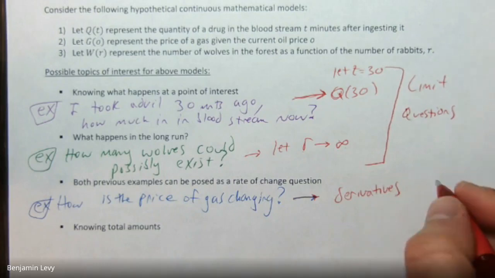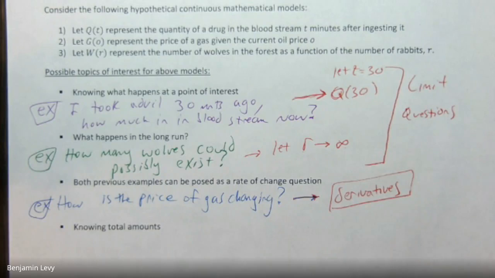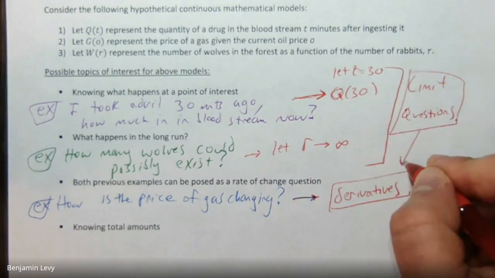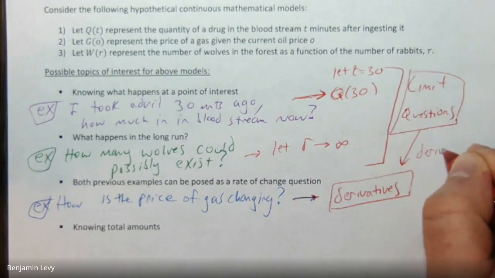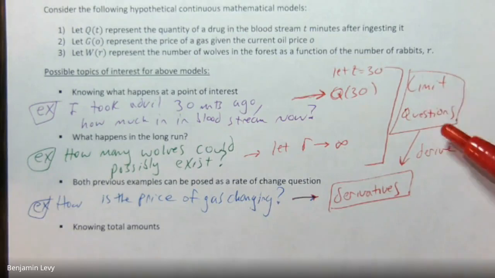And so that's going to be the next chapter. I can't remember if it's chapter 2 or not, but the second part of the course tells us about derivatives. We use limits to derive derivatives. That's unfortunate that derive and derivatives look the same, but limits sort of lead us to derivatives is one way to say that.